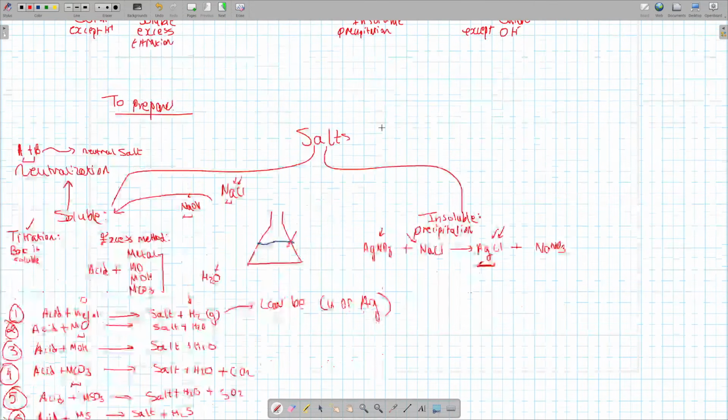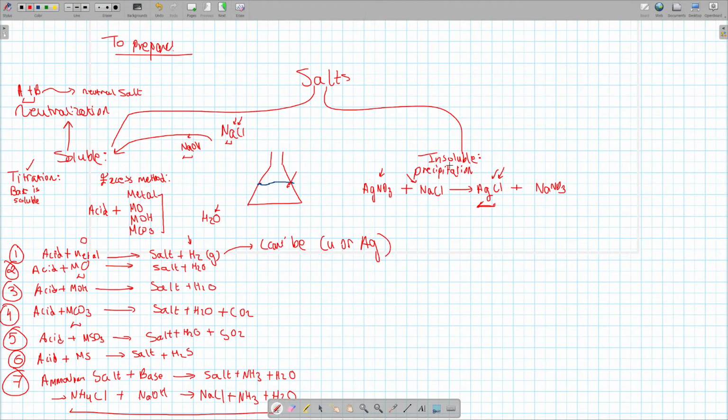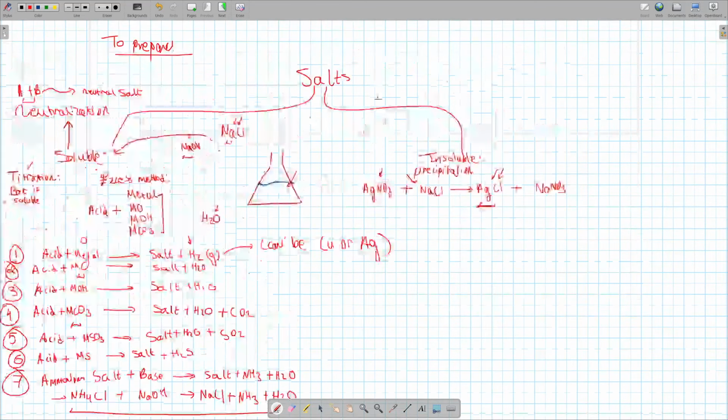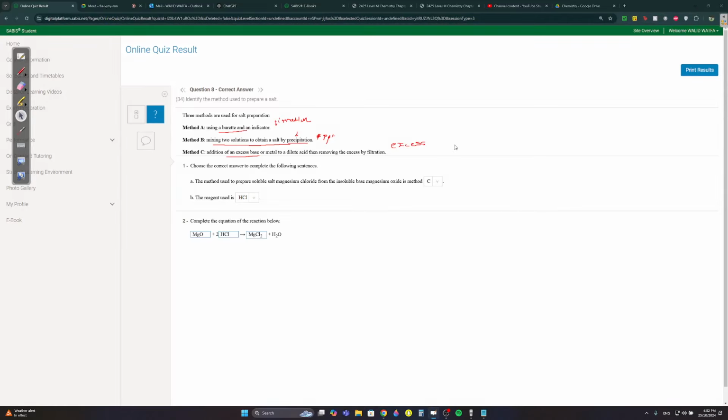Remember our methods, what were they? To prepare salts, you can have soluble or insoluble. Insoluble, you only have the precipitation method. For soluble, you have the titration and the excess method. Okay, I explained this for week 8, chemistry CA. If you're clueless, go back and watch it. I explained it very well.